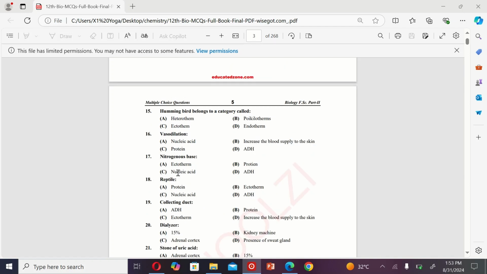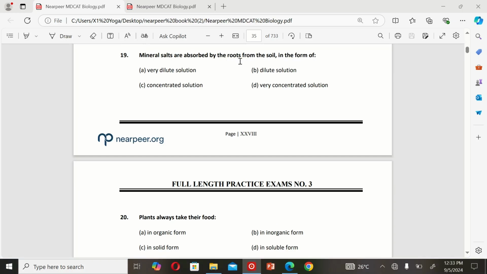C. Nucleic acids. Next: nutrients are absorbed by the roots from the soil in the form of A. Very dilute solution, B. Dilute solution, C. Concentrated solution, and D. Very concentrated solution. So the correct option is A, very dilute solution.